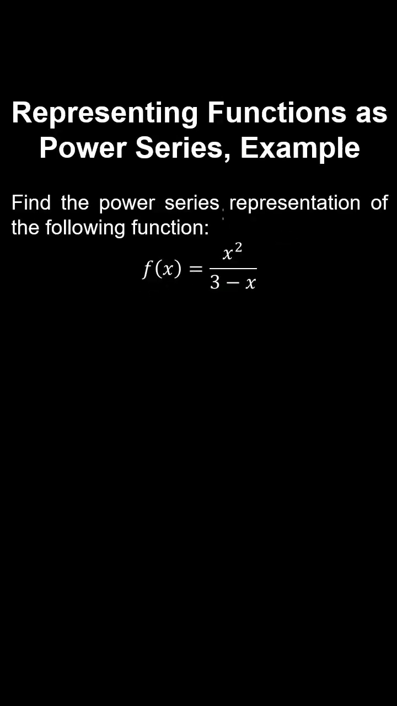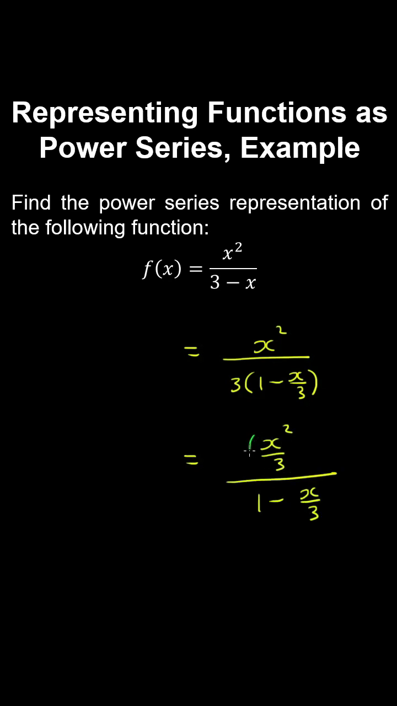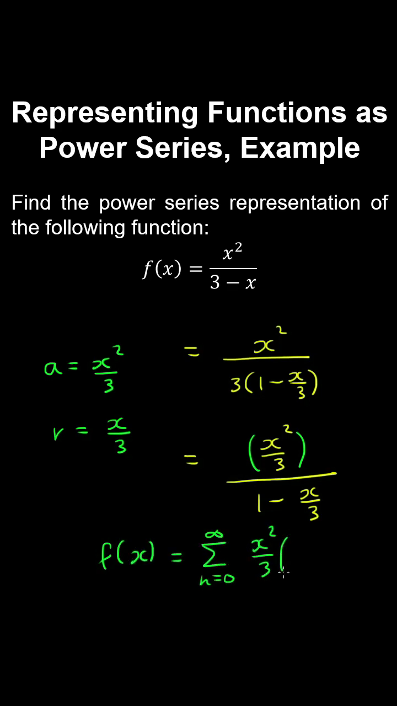Let's find the power series representation of the following function. So we can say that it almost looks like a geometric series, so we can try some algebraic manipulation. So factoring out 3, and then we can write x squared on 3 in the numerator. So this looks like a geometric series where the constant is x squared on 3, and the ratio is x on 3. So therefore we can write the function as an infinite sum of the constant multiplied by the ratio to the power of n.